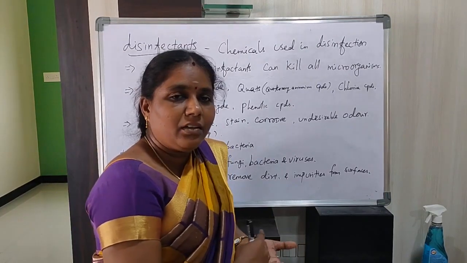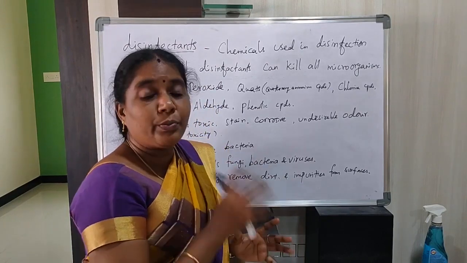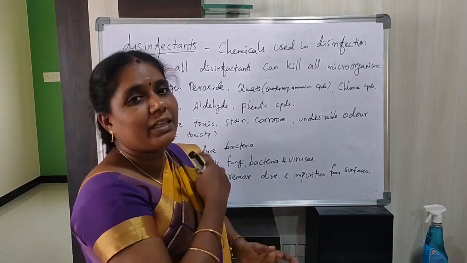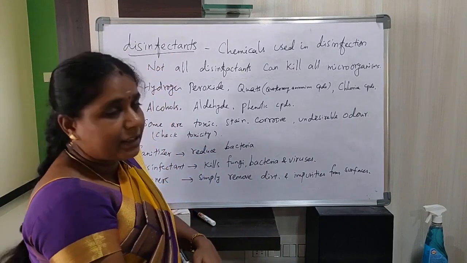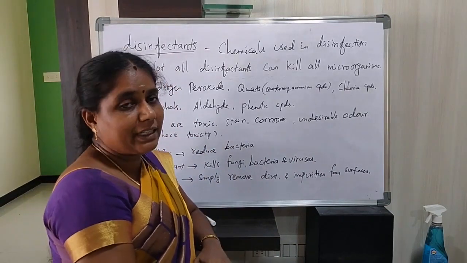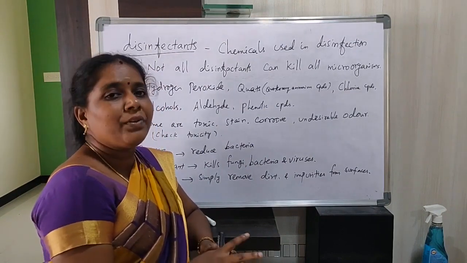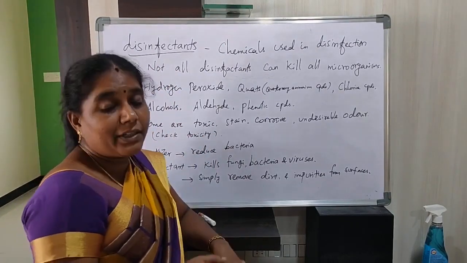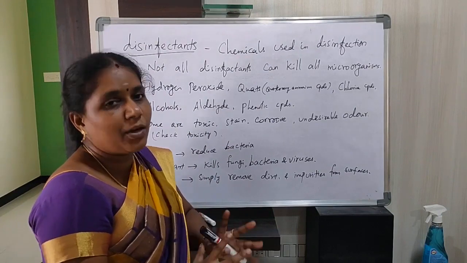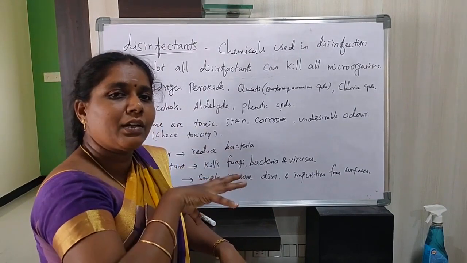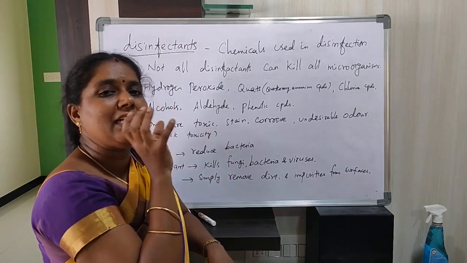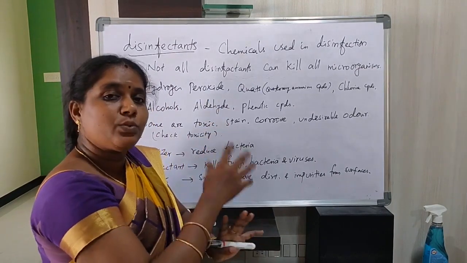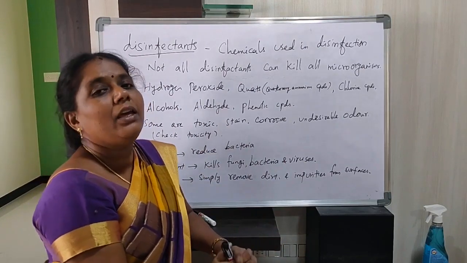Okay. For cleaning toilets, swimming pools, water and water tanks, in many places we use these disinfectants, isn't it? Generally, not all disinfectants can kill all microorganisms. Only some disinfectants will kill some microorganisms. Not all disinfectants can kill all types of microorganisms. It is not possible. Each and every disinfectant has its own activity, so we can't judge that all disinfectants will kill all types of microorganisms. Okay, keep that in your mind.